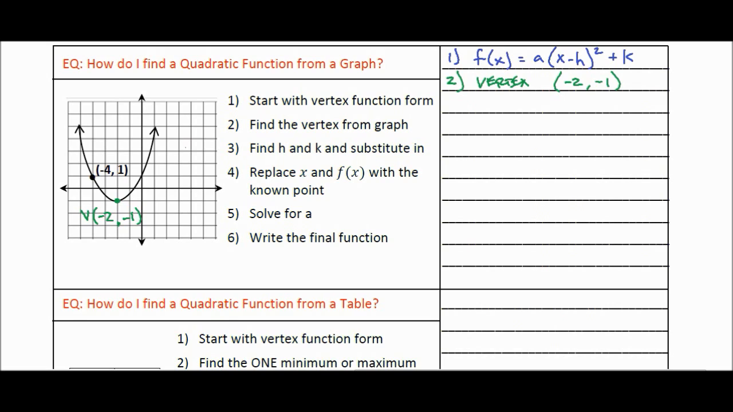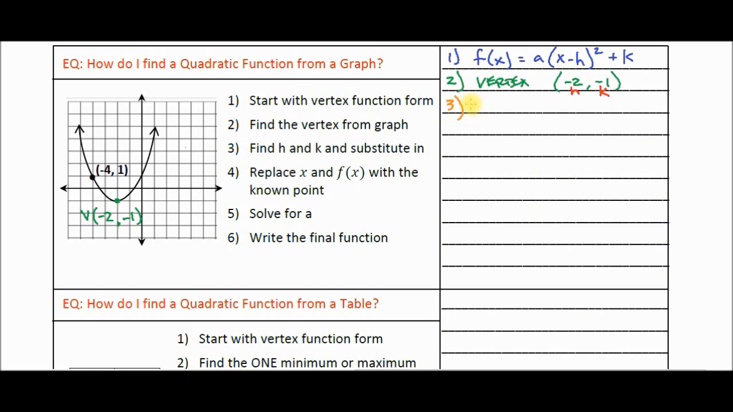Step 3, find h and k and substitute in. So we know that for the vertex, if we found the vertex is -2, -1, this first value is our h value, and this second value is our k value. Since the vertex is at h, k, we have our h value and our k value. Let's go ahead and substitute them into our equation.